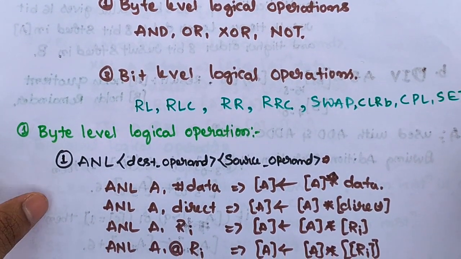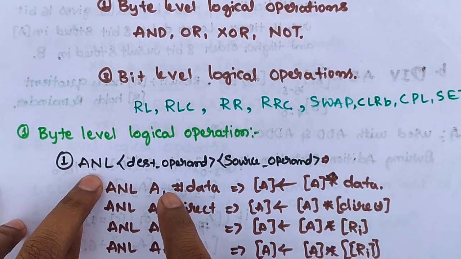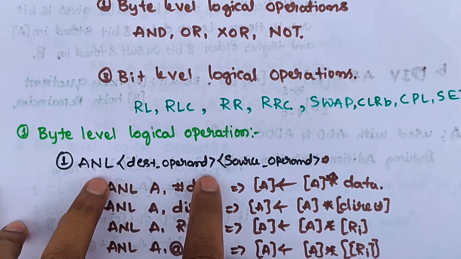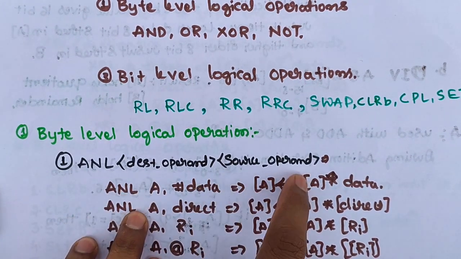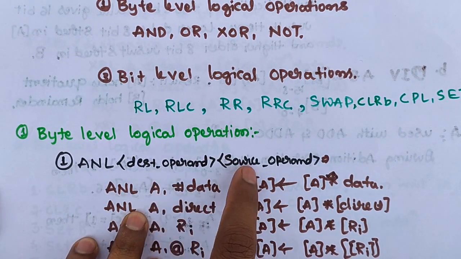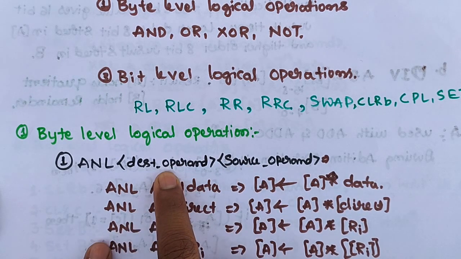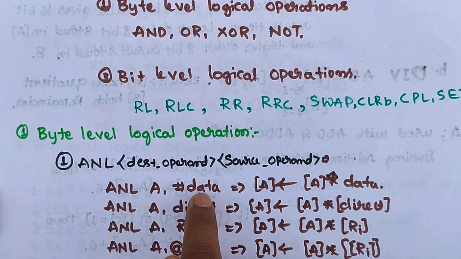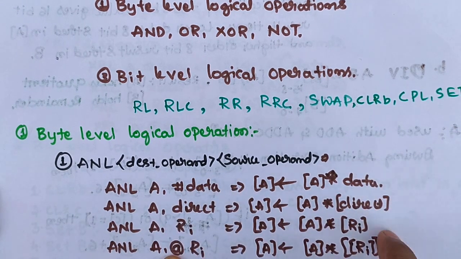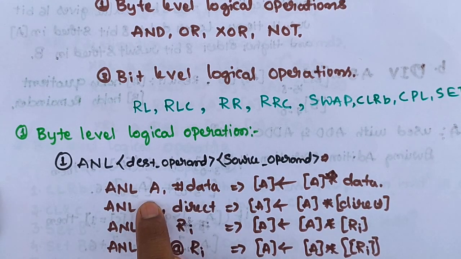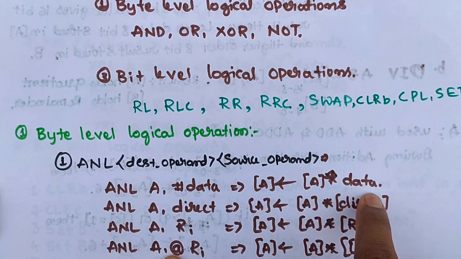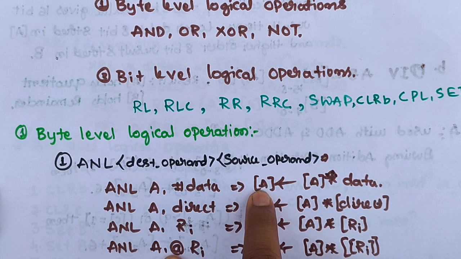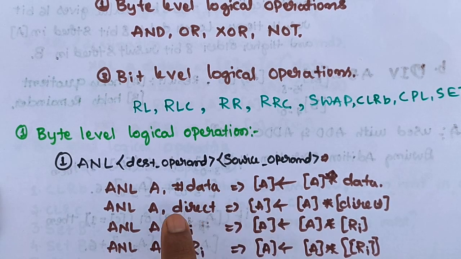The AND operation can be performed in 8051 by using the ANL instruction, ANL of destination operand and source operand, which performs an AND operation between source and destination and stores the result in the destination operand. Here, ANL A, #data. This is related to all four types of addressing mode. The 8-bit data and the accumulator content are ANDed.